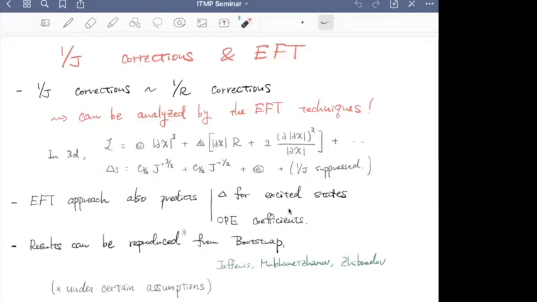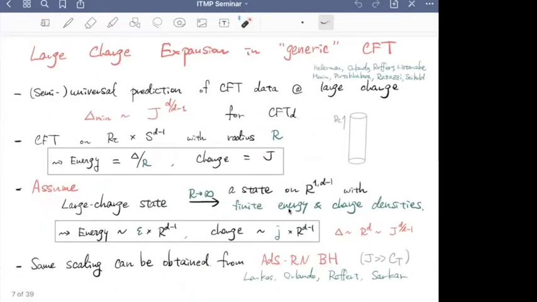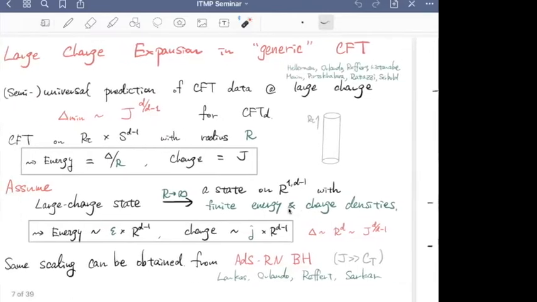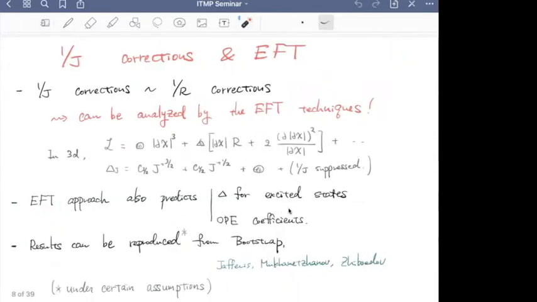And furthermore, people also show that this EFT approach is also applicable to the scaling dimension delta for excited states. So previously, I was only talking about the dimension of the operator which has the minimal dimension for a given charge. And you can also determine the OPE coefficients. And furthermore, some of the results can be reproduced from a conformal bootstrap, as shown in this paper.